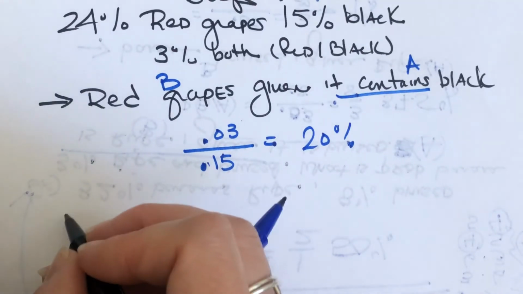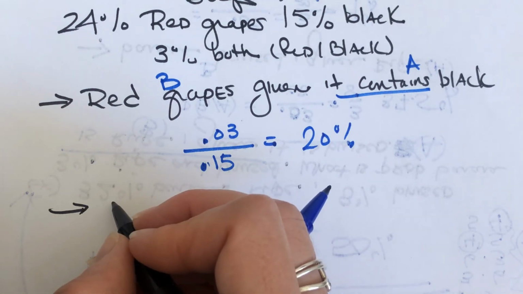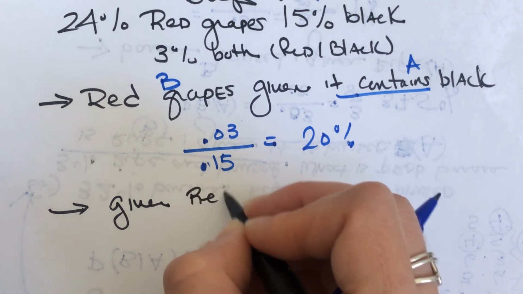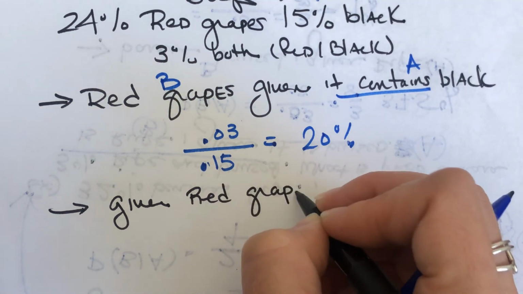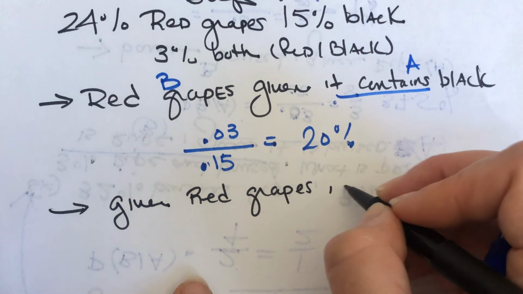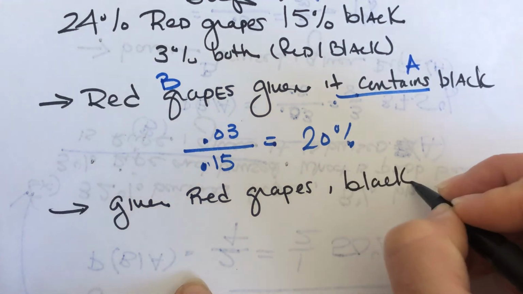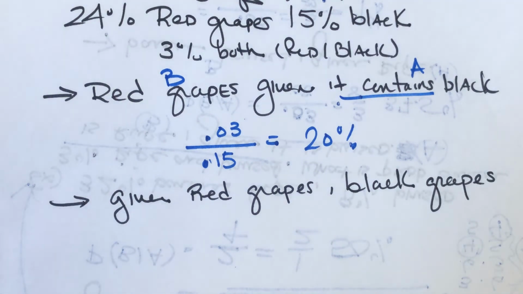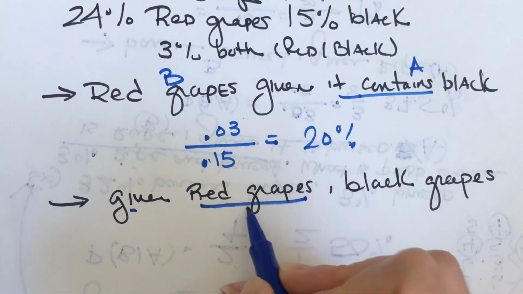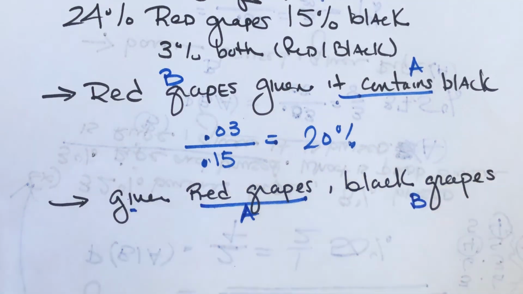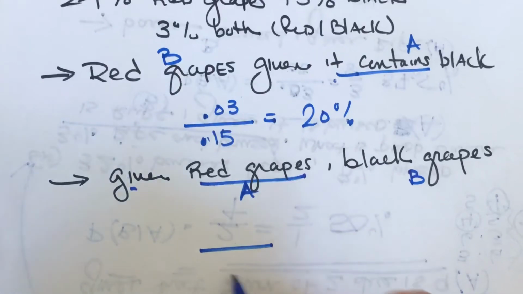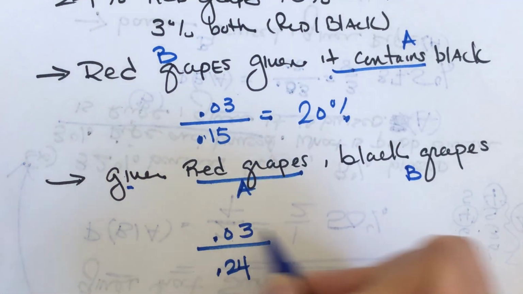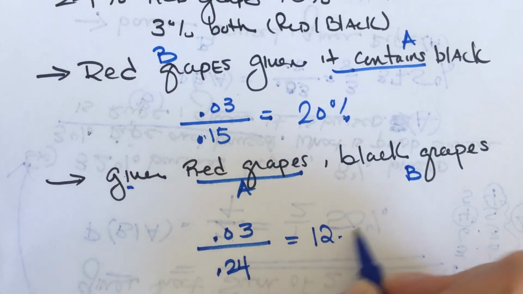Okay, and then your last one, what happens if I said, given red grapes, what's the probability the bag contains black? So I did that on purpose. Whatever follows given has to be the A, and in this case, that's your B. So what percent is red? 24. Black and red, again, is 3. So 1 over 8 or 12.5%.